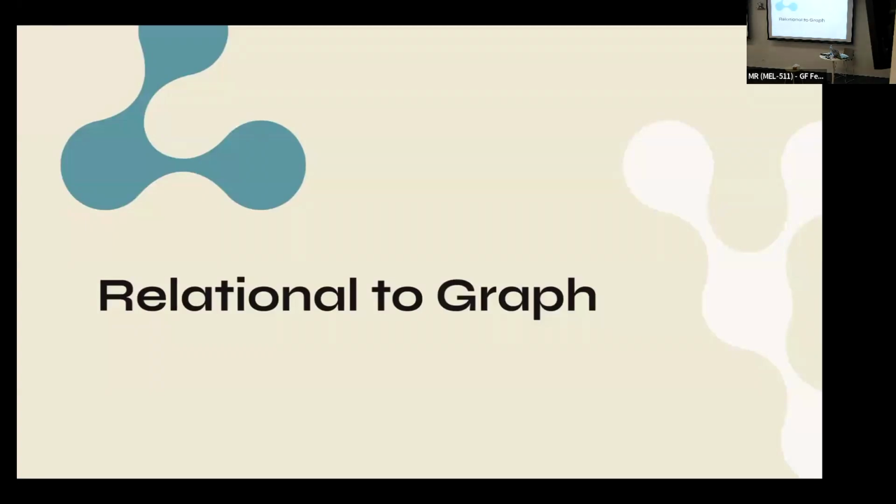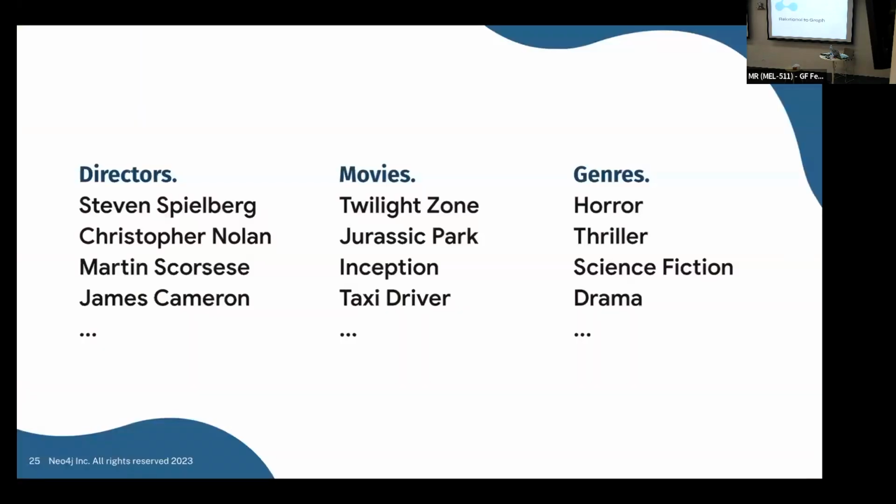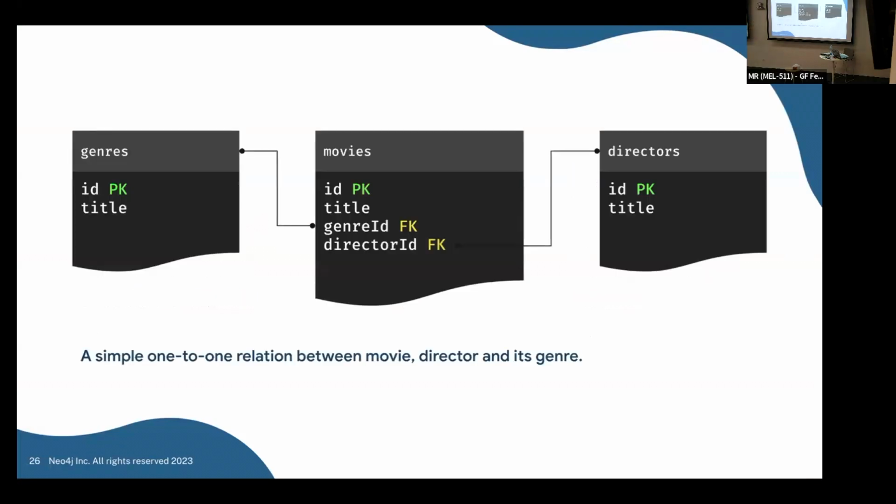Just before that, why do you want to move from relational to graph? Why graphs really matter? I'm just going to cover it quickly. Now, taking the movies out of it again, imagine I have three tables, three categories, let's say directors, movies, and genres. A simple one-to-one relationship between movie, director and genre could be as simple as that.